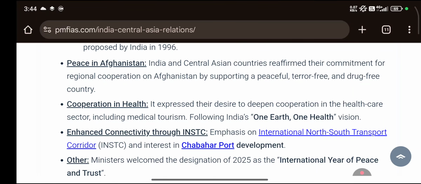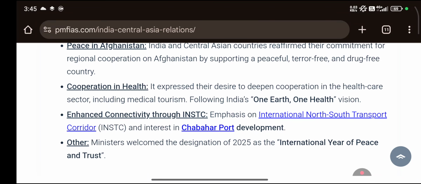Another one, peace in Afghanistan. India and Central Asia countries reaffirmed their commitment to regional cooperation on Afghanistan by supporting a peaceful, terror-free and drug-free country. Next, in health, they expressed their desire to deepen cooperation in the healthcare sector, including medical tourism, following India's One Earth, One Health vision.